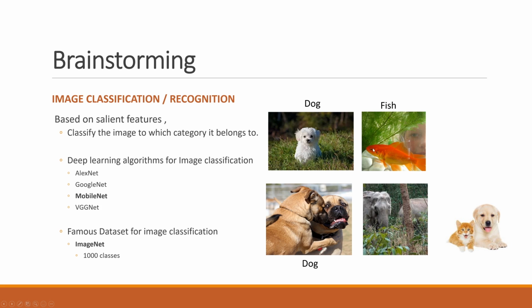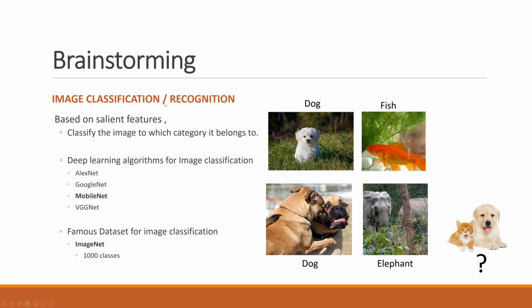Similarly, for this image, we will classify it as a fish, right? Because in this image, the most salient feature is the fish. Similarly, here the dog is the most salient feature, and the elephant is the one which is most salient. But what about this image? It would be unfair if we classified this image as a dog or a cat because both of them are the most salient features. So this is the problem. The solution to this problem is object detection, so that we can classify both of them and localize.